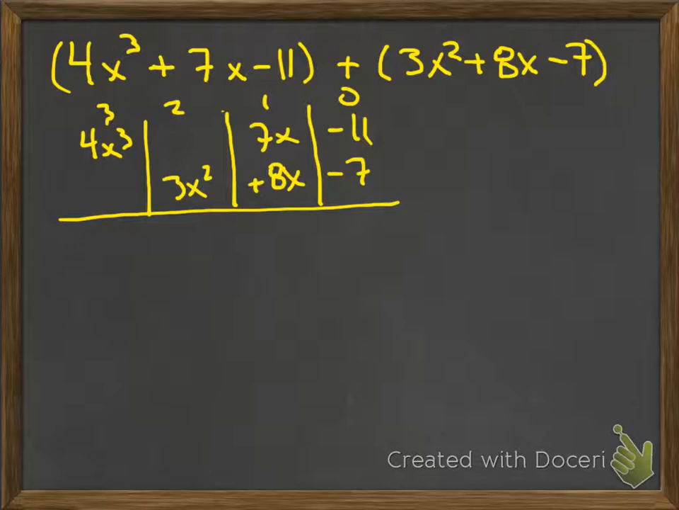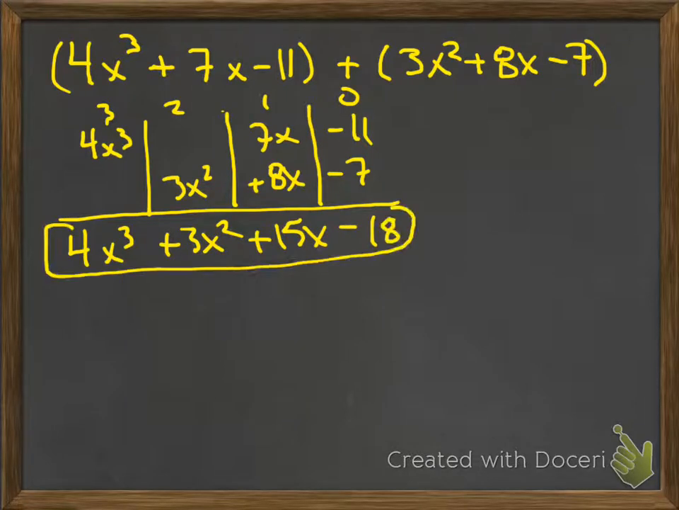Then I can combine, or I can add. Nothing with the 4x cubed, so I bring that down, plus the 3x squared. 7 plus 8 is 15x, and negative 11 minus 7 is negative 18. And there's your answer. If there's any questions on this, make sure you ask. And do you have to do it like this? No, I'm just showing you how I could do it to maybe avoid a simple mistake.